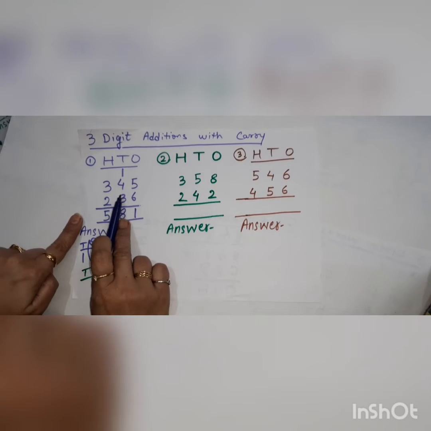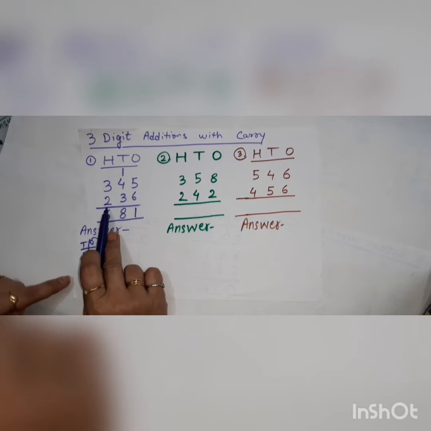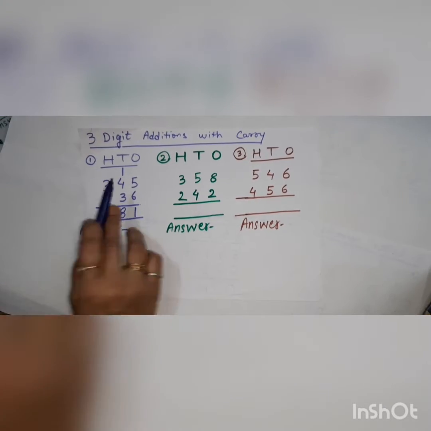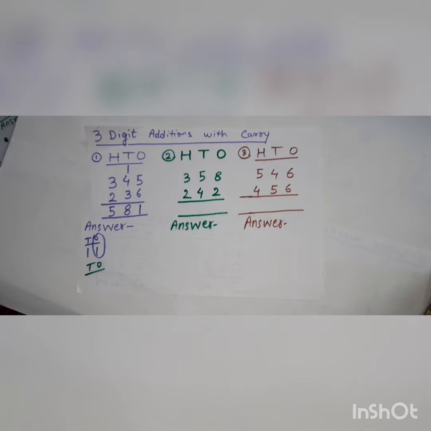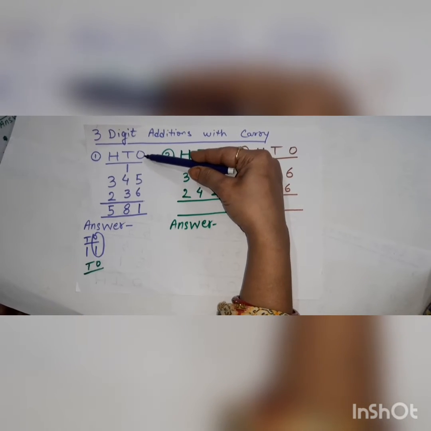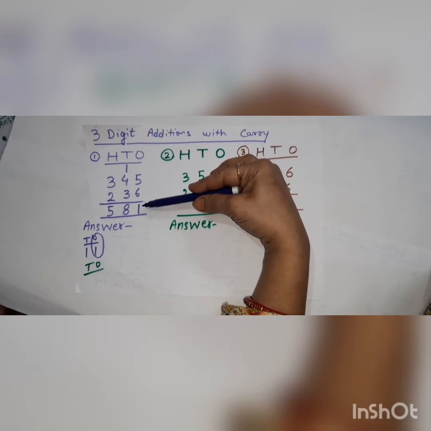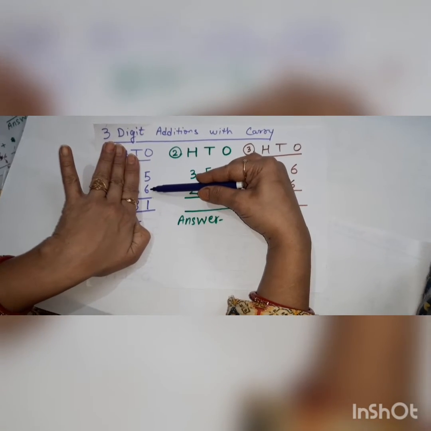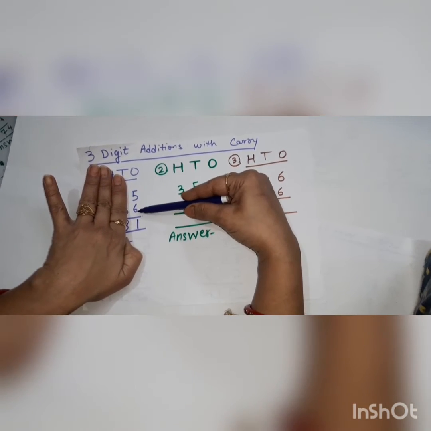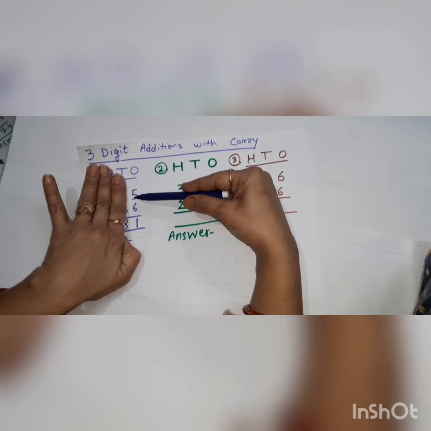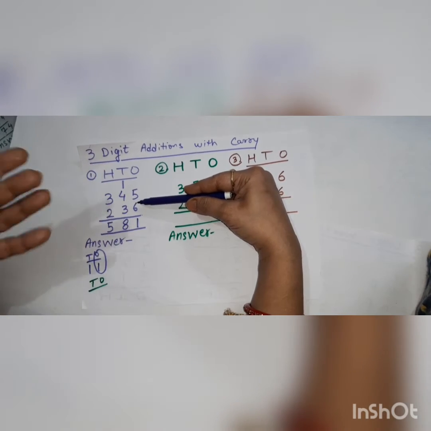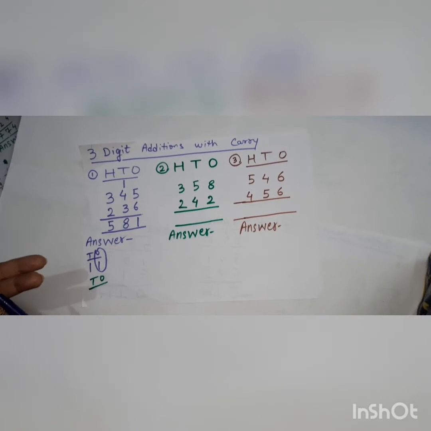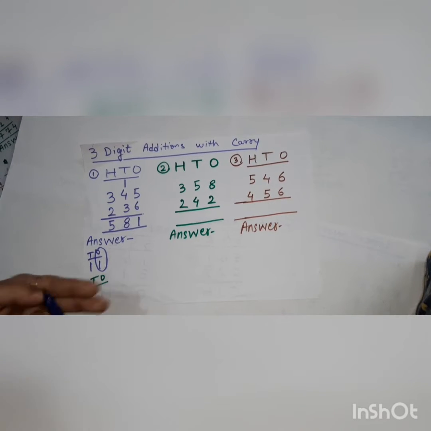I have written 3, 4, 5. Lower that, 2, 3, 6. Okay? I have written H, T, O. These are the units, the places of the digits. So, first we count this one space. Okay? So, 5 and 6, if we count, what do we get? Just take 6 on your fingers and start counting after 5. So, after 5 is 6, 7, 8, 9, 10, 11.